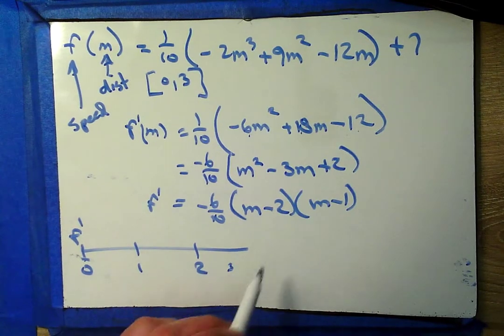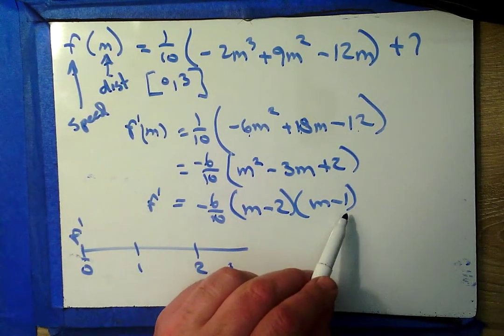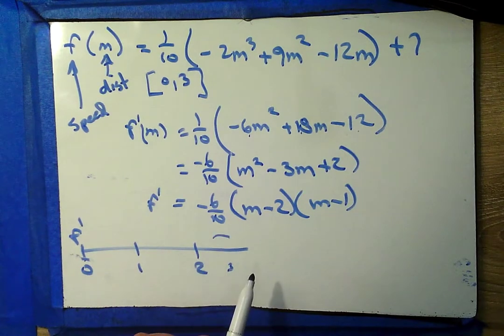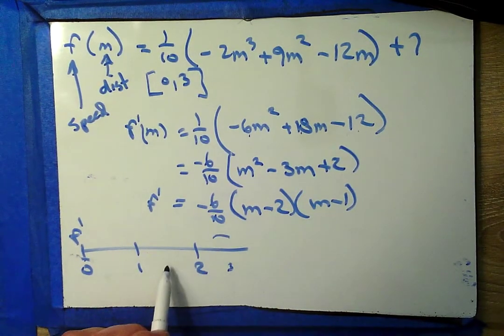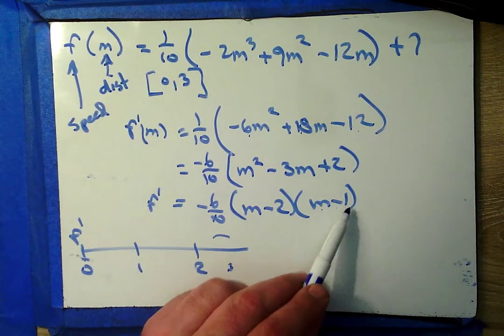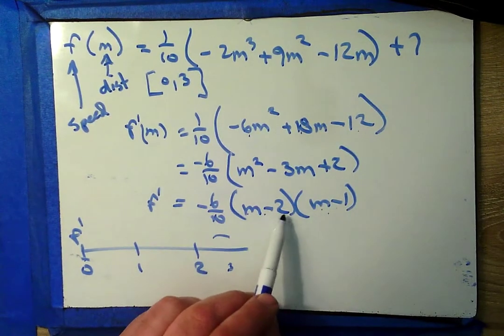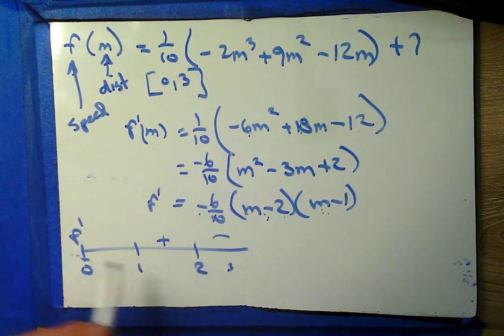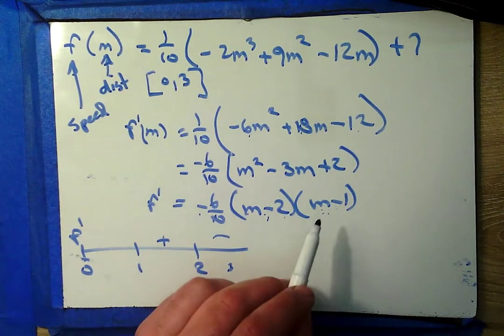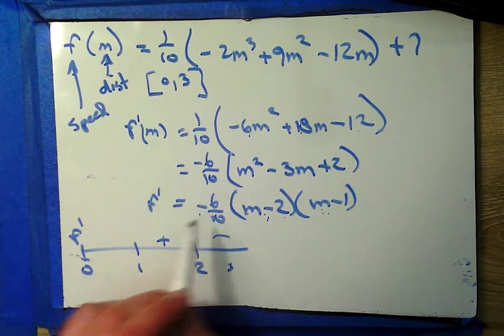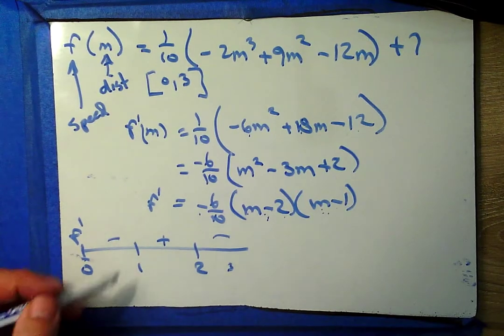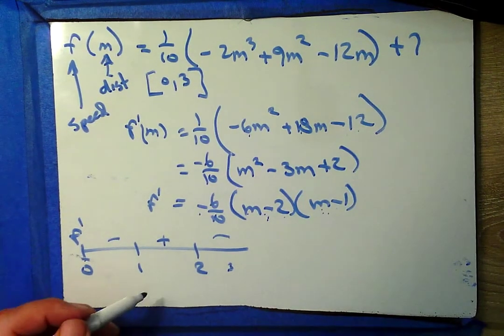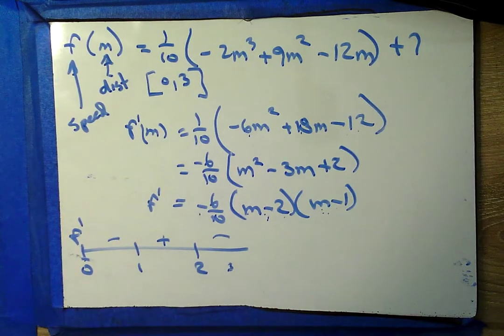If I plug in a 3, I've got a positive times a positive times a negative, which is a negative. If I plug in 3 halves, 3 halves minus 2 halves, that's positive. 3 halves minus 2, that's negative. Positive times a negative is a negative. And if I plug in a 1/2, I get a negative times a negative times a negative, which is a negative. So it looks like minimum speed occurs at 1 mile and maximum speed occurs at 2 miles. Let's take a look and see what they were asking for here.